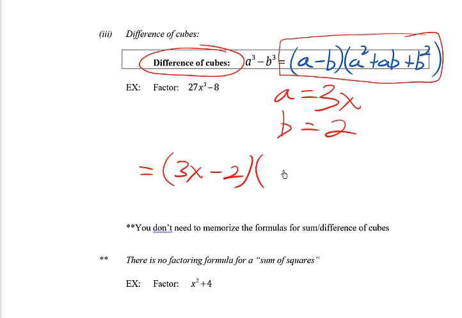Then I open up a trinomial. And let's see, the first thing I'm supposed to do is square the a. That means multiply the a by itself. 3x times 3x, what's that? 9x squared. Then I'm supposed to multiply the a times the b. 3x times 2, 6x. Then I'm supposed to square the b. 2 times 2 is 4. That's it. There's nothing left to do.